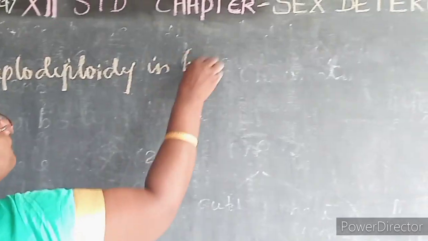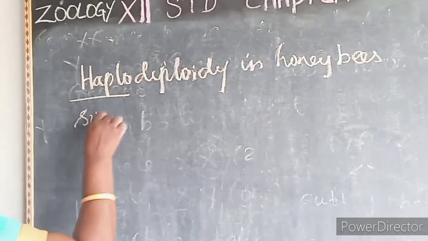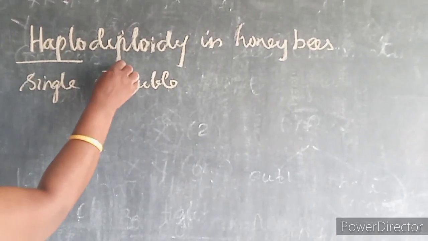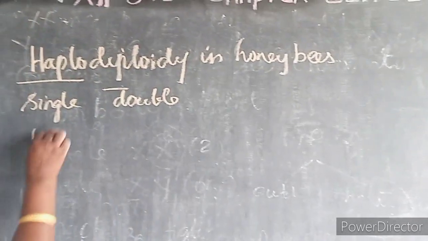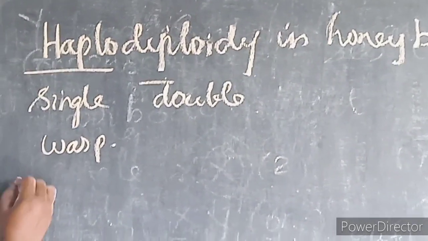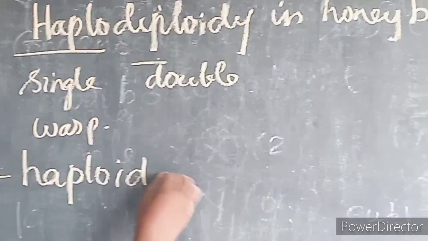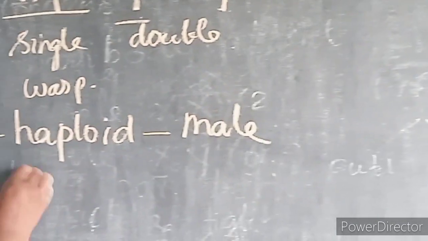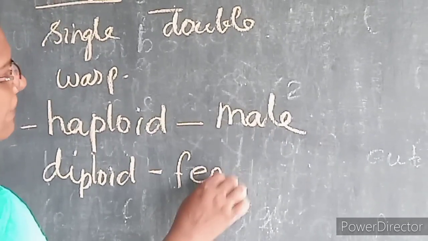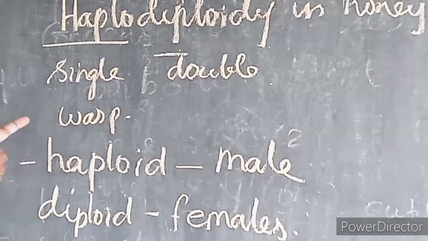Haplodiploidy in honeybees. So this haplo means what? Single. Diploidy means what? Double. So this haplodiploid mechanism is seen in the honeybees, wasps. So what do you mean by wasps? Colony. So then ants. So here all the haploid offsprings develop into the male. Then all the diploid develop into the females. So this type of mechanism is seen in the honeybees, wasps and ants.